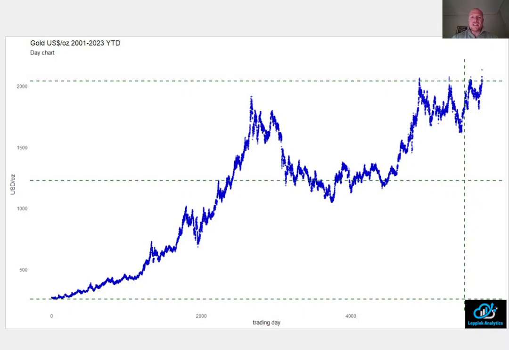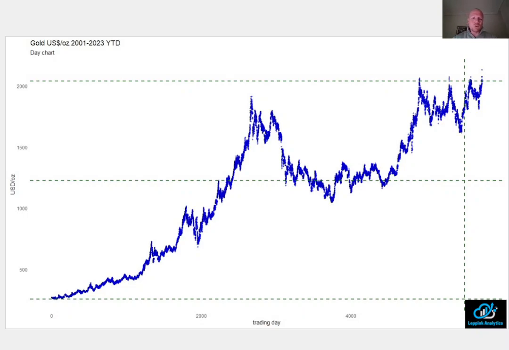So here you see a chart of the daily gold price since early 2001 all the way until 2023 year to date, meaning well over 5,500 trading days. And for each day I use 4 price moments, open, high, low and close, meaning that this chart comprises well over 22,000 data points on the gold price in US dollar.